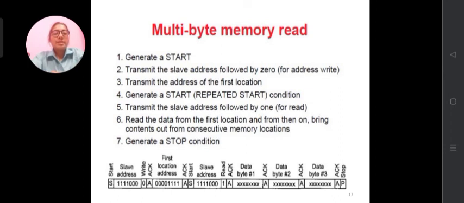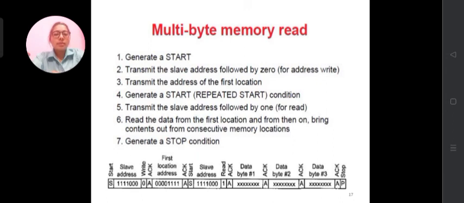Multi-byte memory read. It generates a start bit. It transmits the slave address followed by 0 for write. It transmits the address of the first location. It generates a start, that is a repeated start condition. It transmits the slave address followed by 1 for read. It reads the data from the first location and from then on brings contents out from consecutive memory locations. It generates the stop condition.